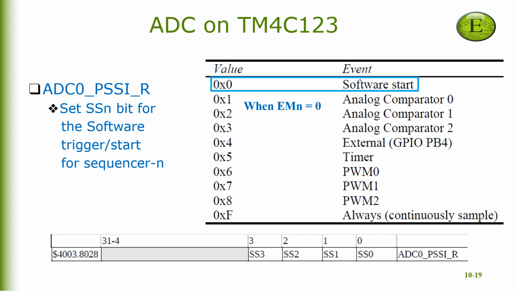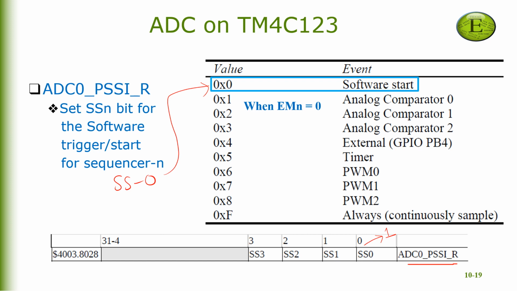Now, once the sample sequencer is configured to be triggered by the software, there are bits in the ADC0 PSSI R register that we need to set for the trigger to actually enable ADC to start conversion. So in other words, in order to actually initiate the trigger, if the sample sequencer 0 is configured to be the software start sample sequencer, then in order for a program to actually give the yes signal to ADC to start conversion, provided that the other start conditions are fulfilled, which we are going to see shortly, one of the requirements is that we should make the bit SS0 equal to 1.